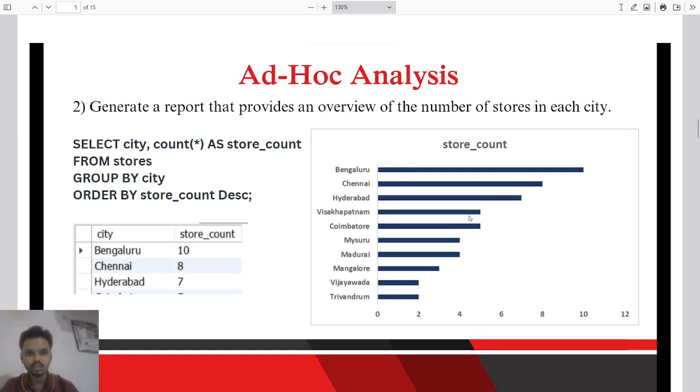Second ad hoc analysis: generate a report that provides an overview of the number of stores in each city. So we got the output of Bangalore. In this graph we can clearly see Bangalore is the leading one, which has 10 stores in the city. Chennai has 8, followed by Hyderabad with 7, Visakhapatnam, then followed by 5, and the last are Vijayawada and Trivandrum, which consist of 2 stores.